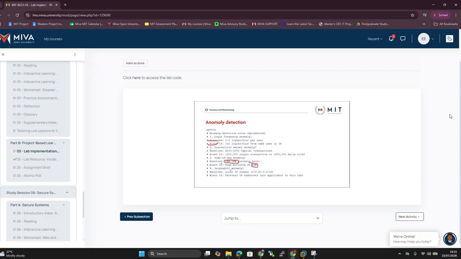And then we also have local IP ranges. Okay, I've talked about IP address. So if the IP on the network is not in the range, then you can suspect something on the network. So those are some of the things we do to create our anomaly detection rules or alerts on the system.